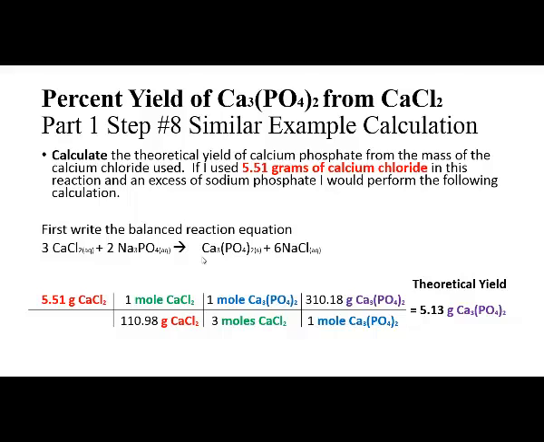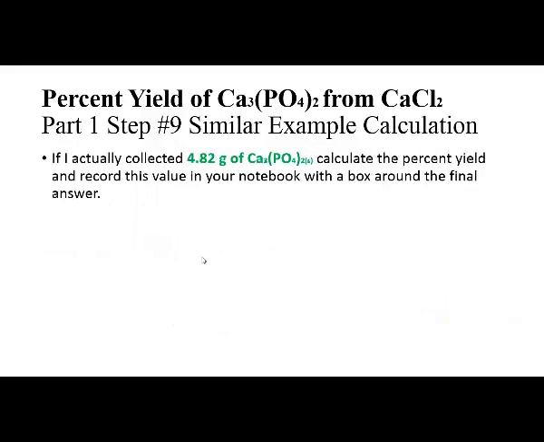Let's say you actually go to the laboratory and you collect a smaller mass than this. So the actual amount of calcium phosphate that you collect in the laboratory when you run the experiment, we're going to call that your actual yield. Okay, so I go to the laboratory and I collect 4.82 grams of calcium phosphate after I filter out my calcium phosphate precipitate and allow it to dry.